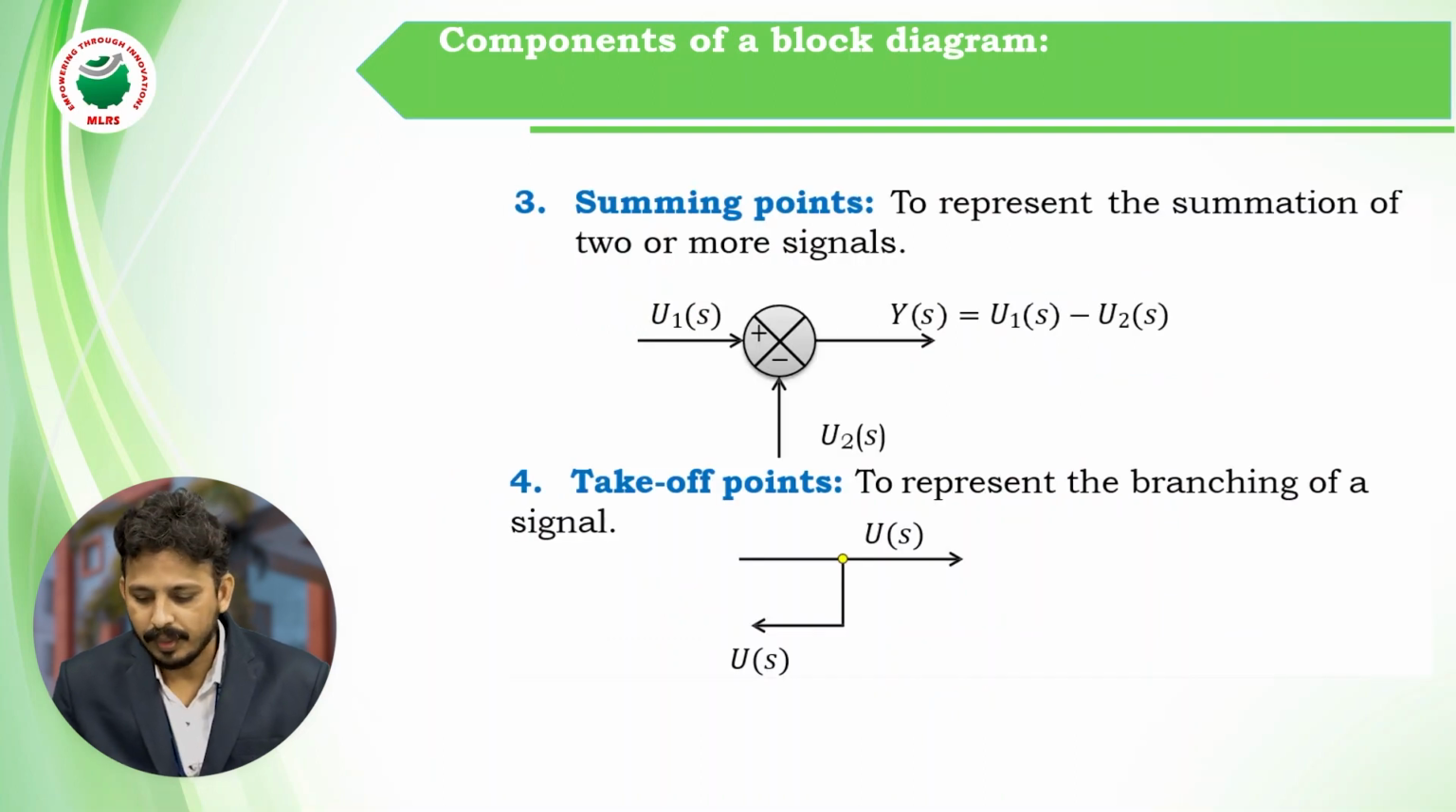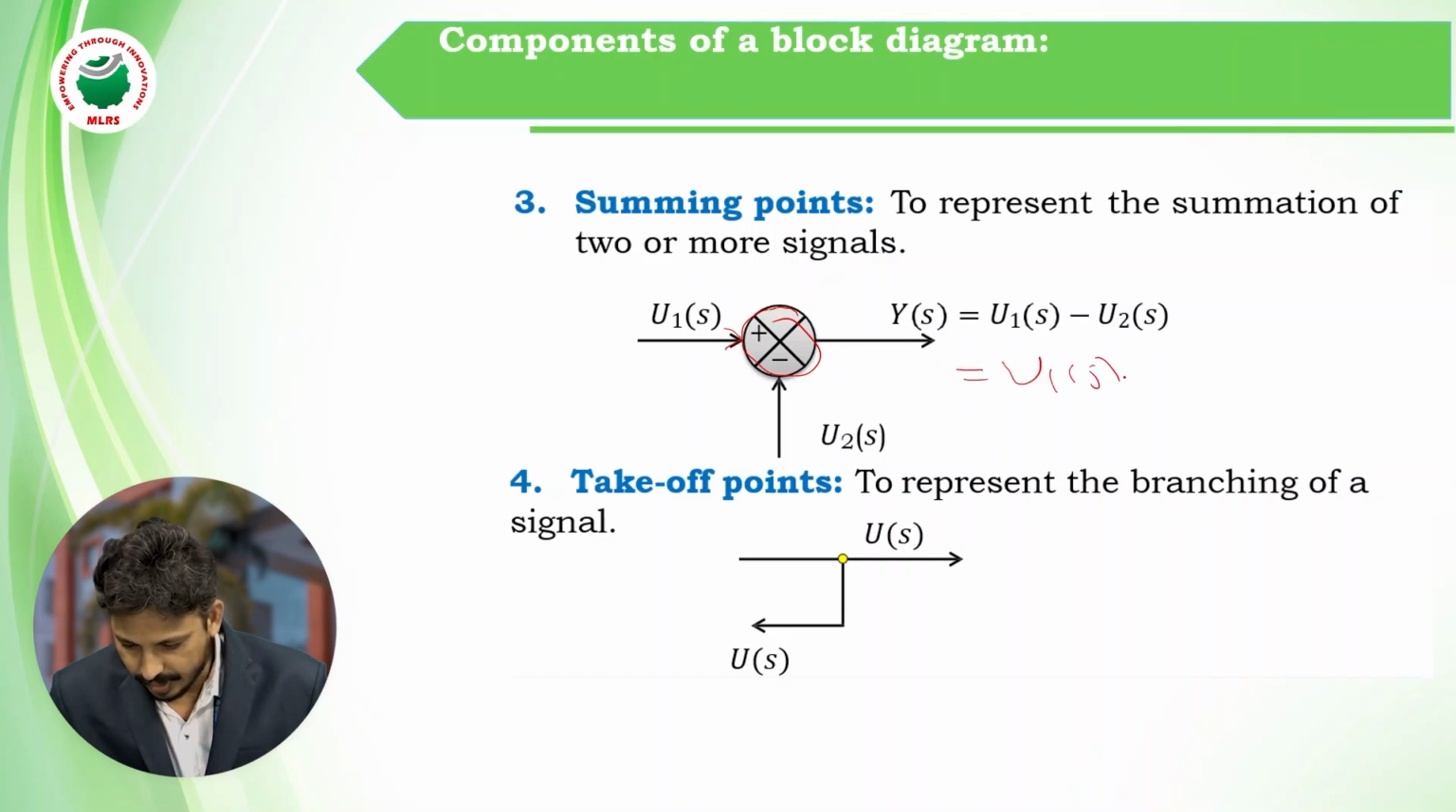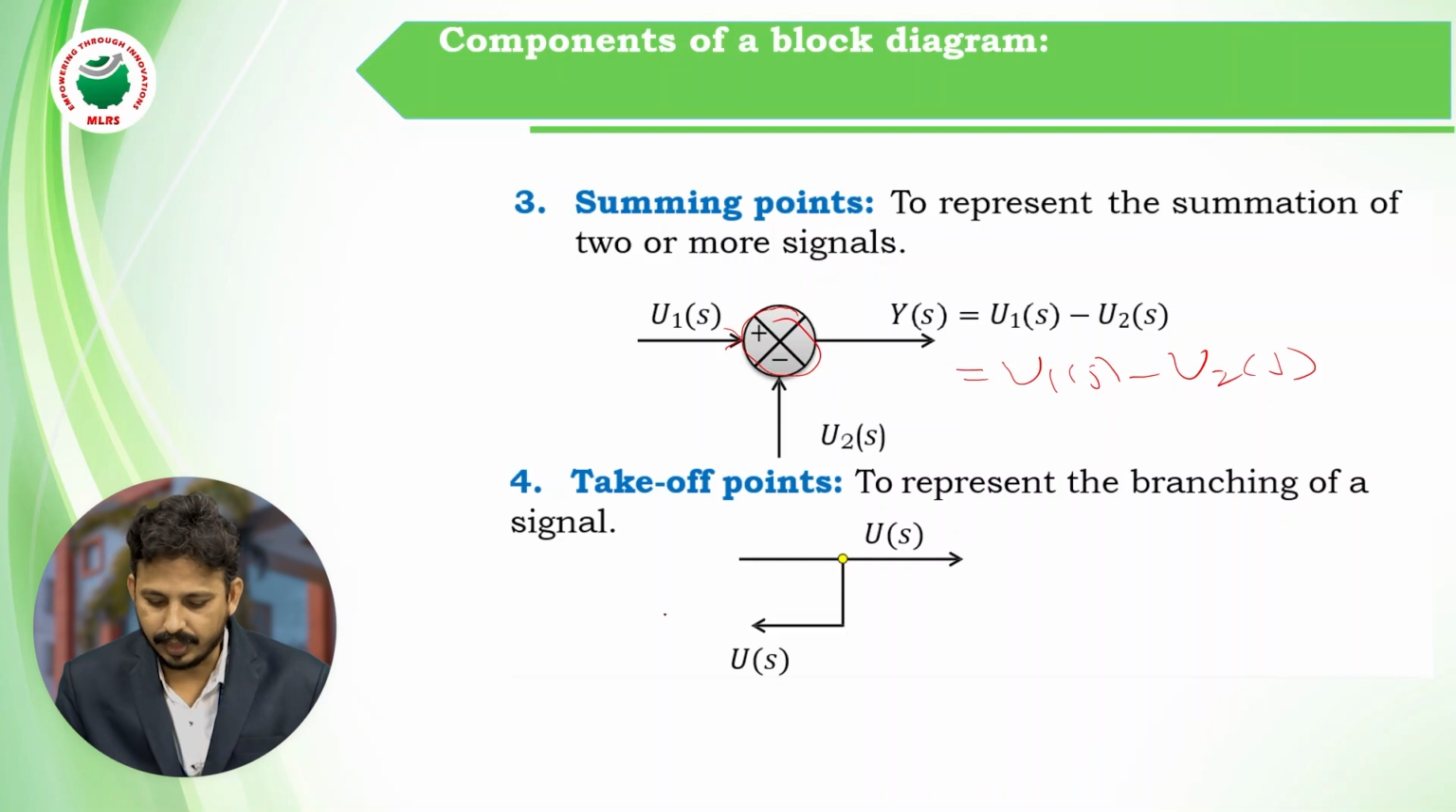Next, summing point, to represent the summation of 2 or more signals. So this is a summing point where U1 of S and U2 of S, 2 signals, are entering into a summing point. The output of it is U1 of S minus U2 of S. One is plus and another is minus. And the takeoff point, to represent a branching of a signal. This is a takeoff point, which can be represented with a dot or a node.